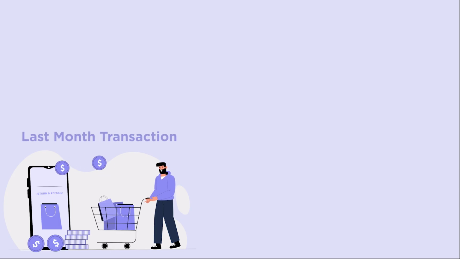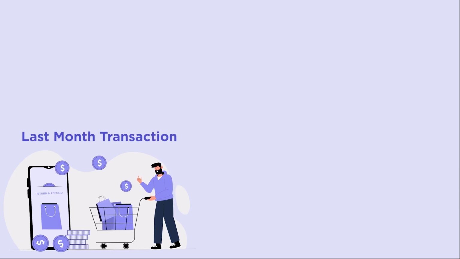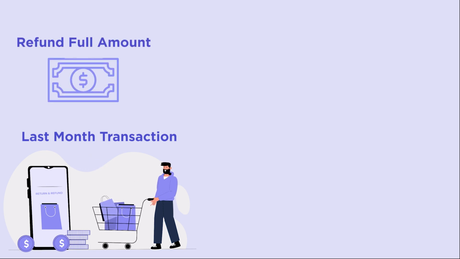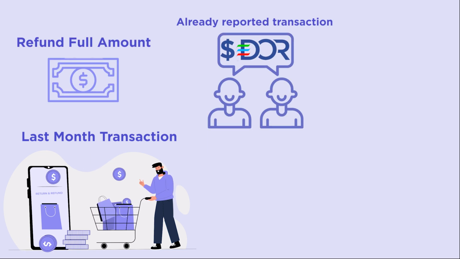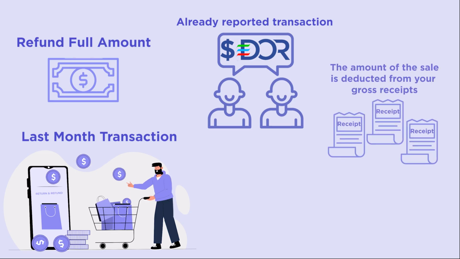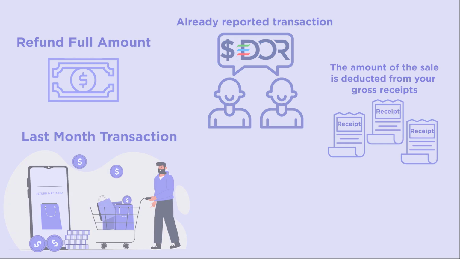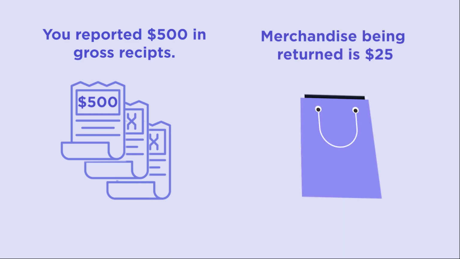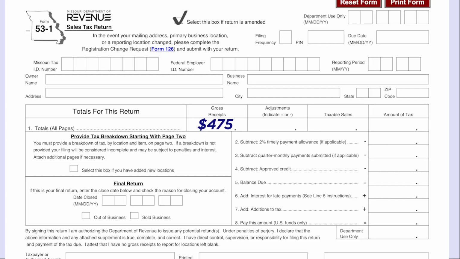Here's another scenario. This time, a customer returns a product purchased last month. You refund your customer the full amount, but have already reported the transaction to the department. In this case, the amount of the sale is deducted from your gross receipts. If you originally reported $500 as your gross receipts, and the sales price of the merchandise being returned is $25 before taxes, you enter $475 as your amended gross receipts.